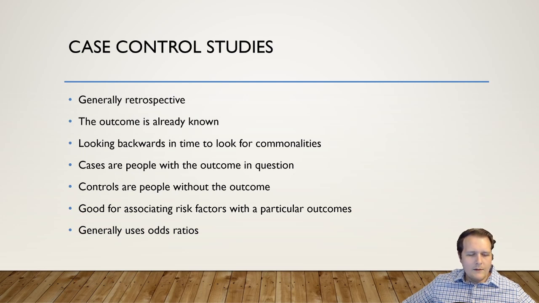So basically, you take people and you would group them based on whether or not they had a certain outcome. So if I'm looking at death, for instance, related back to COVID, I know who's dead and who's not, and I can use those as two different groups and then look back in time to see what sort of risk factors they might have had. Maybe certain risk factors were more prevalent in the people that died versus the ones that did not, things like that. And again, good for associating risk factors with a particular outcome.